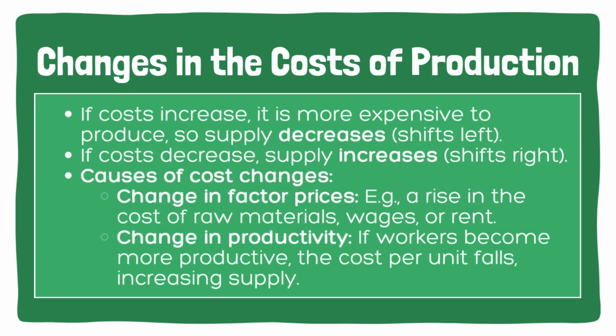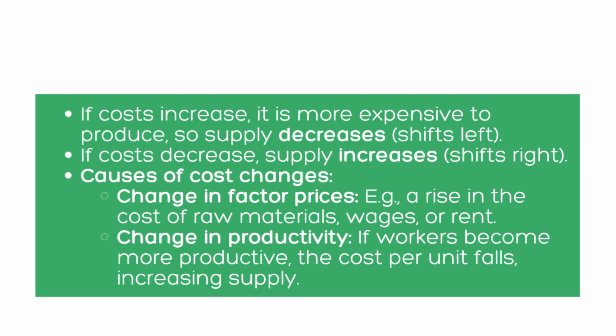The first is a change in the cost of production. If production becomes more expensive, for example, due to higher wages or more expensive raw materials, firms will supply less because they need a higher price to cover costs. However, if costs fall, firms can supply more at each price. Productivity also plays a key role. If workers or machines become more efficient, costs per unit decrease, allowing firms to supply more. For instance, if a worker produces 100 units a week for $200, the labor cost per unit is $2. But if productivity doubles to 200 units, the cost per unit drops to $1, encouraging greater supply.